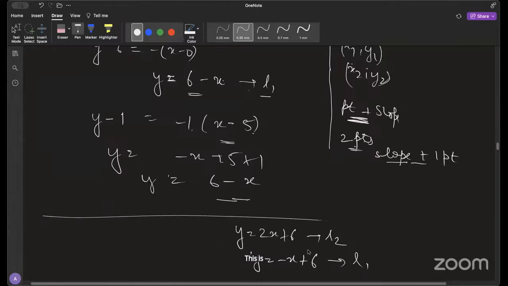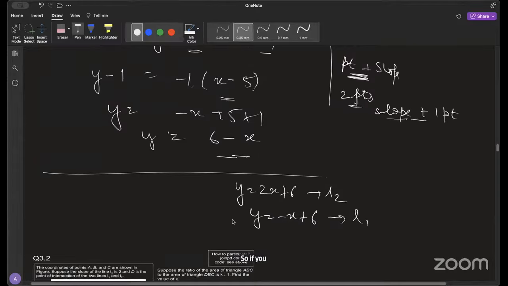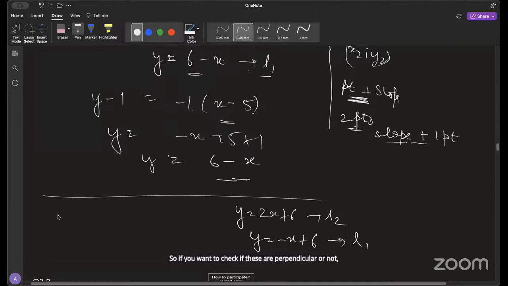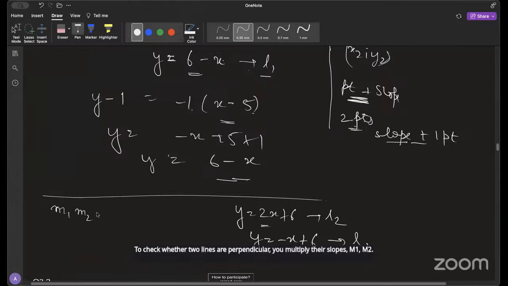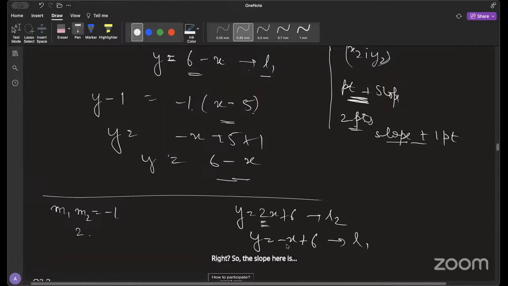This is your L1. So if you want to check if these are perpendicular or not, to check whether two lines are perpendicular, you multiply their slopes, m1, m2. And if this turns out to be minus 1, then we say that those two lines are perpendicular, right? So the slope here is 2. The slope here is minus 1. So this is going to be minus 2, which is not equal to minus 1. That means these two lines are not perpendicular.